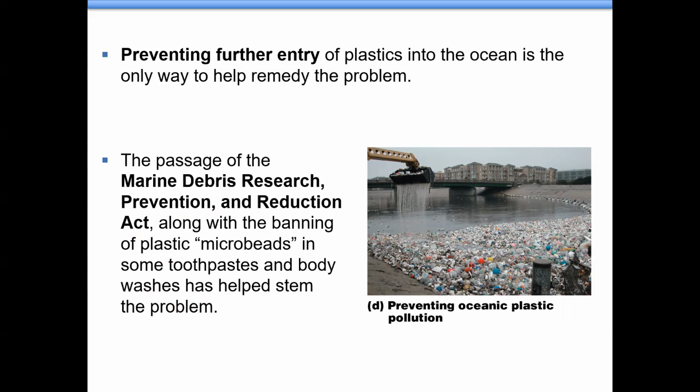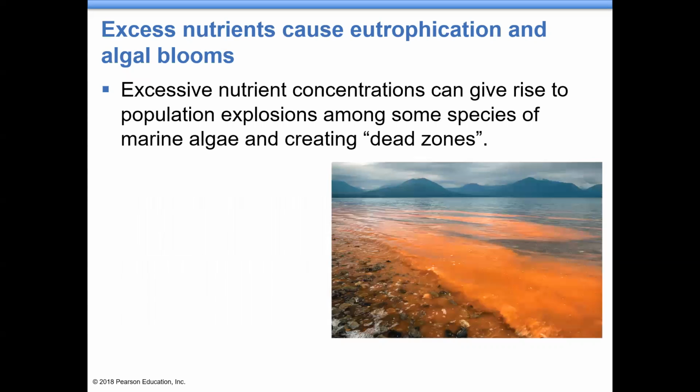All right, so pivoting away from plastic pollution, we also, just like with freshwater places on Earth, have issues with nutrient pollution. And in the same way as the eutrophication that we saw in freshwater systems, we can have the same exact thing occur in the ocean.